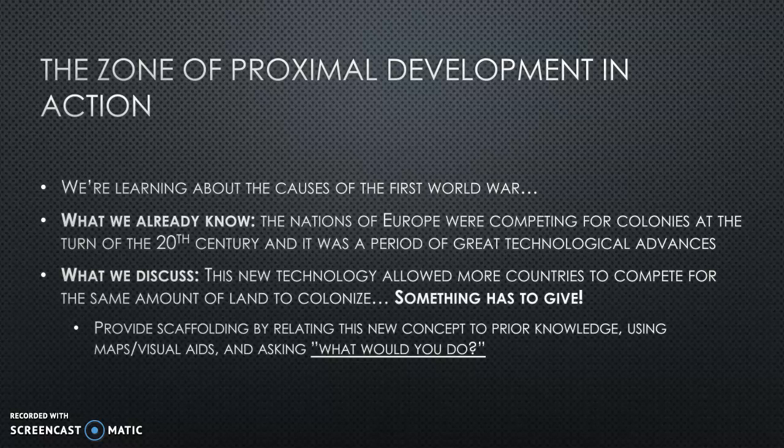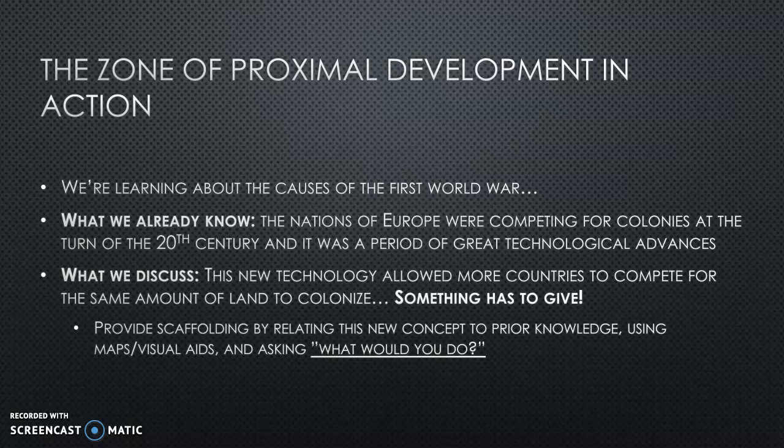So here's an example, a social studies example, a history example, because that's my jam. We're learning about the causes of the First World War, right? So what we already know, what we've already talked about in class, what the students have got: we know that the nations of Europe were competing for colonies at the turn of the 20th century, and that it was a period of great technological advances. We had the Second Industrial Revolution. We had all sorts of fun stuff going on.